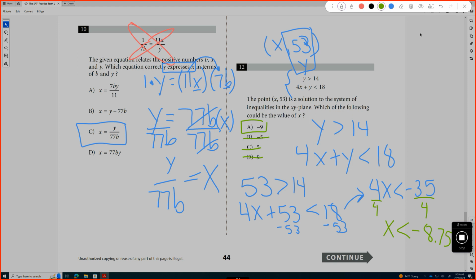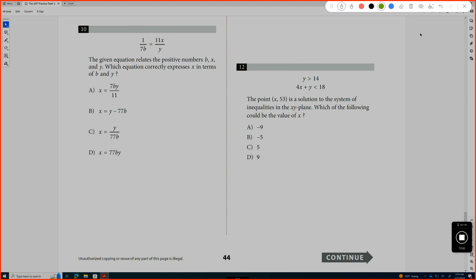You guys can pause while I erase. And then we continue.